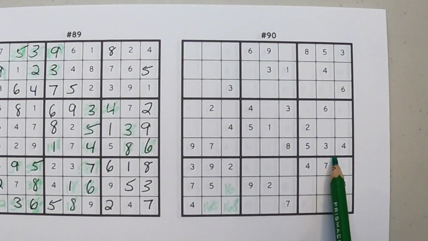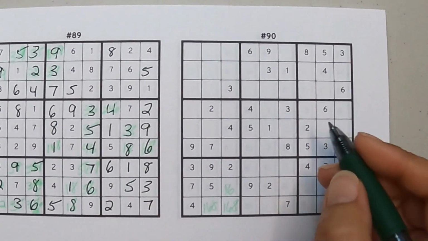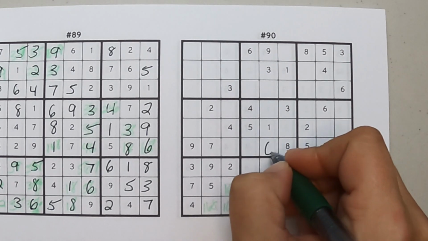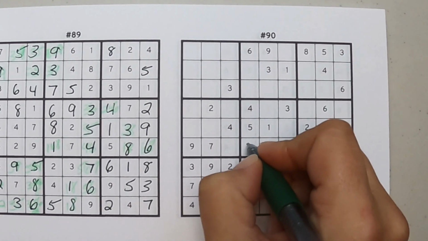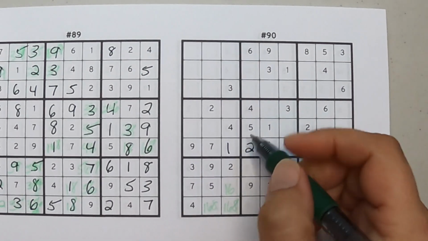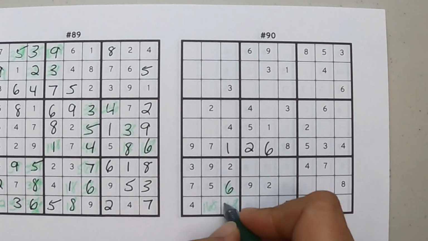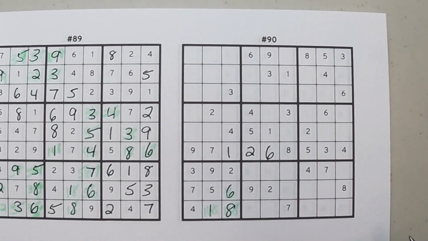If we look at this row, we're missing 1, 2, and 6. We've got 1 and 2 here, so this is our 6. That 1 makes this our 2, 1. That 1 makes this our 6, 8, 1.